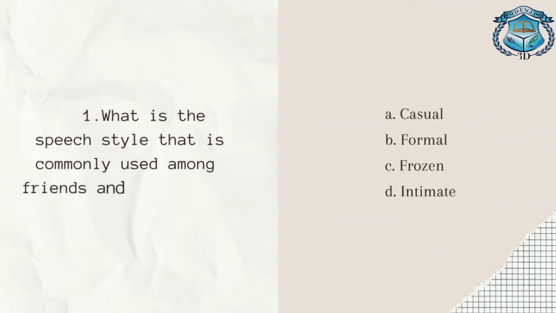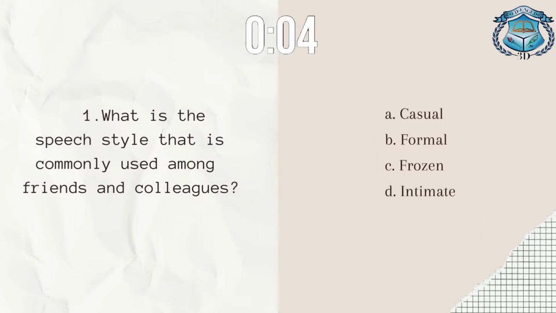What is the speech style that is commonly used among friends and colleagues? A. Casual. B. Formal. C. Frozen. And D. Intimate. That's great! It's letter A. Casual.